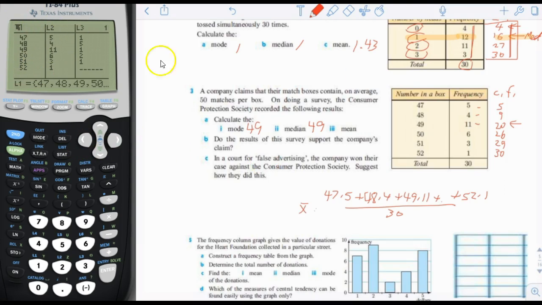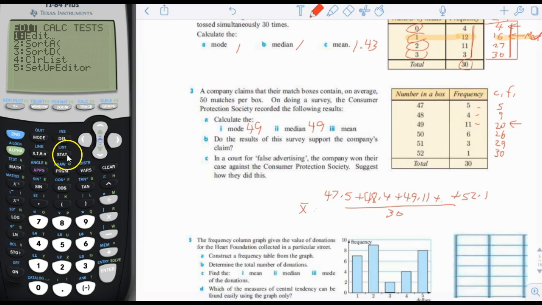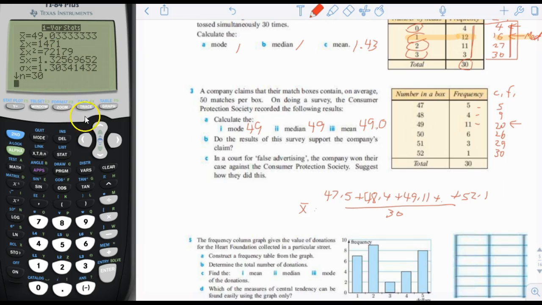Okay, I filled in L1 and L2 with the data here, not the cumulative frequency, the regular frequency. And then I'm going to do stat calc 1var stats. I don't need to change L1 and L2. That was the same as last time. The mean is 49.03. Just put 49.0, I just need 3 significant figures. I can also check to make sure that the median is correct. Median is 49, yes.